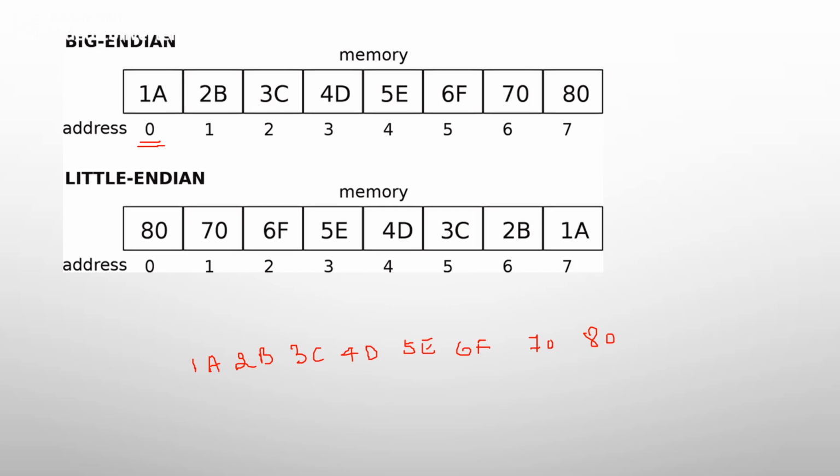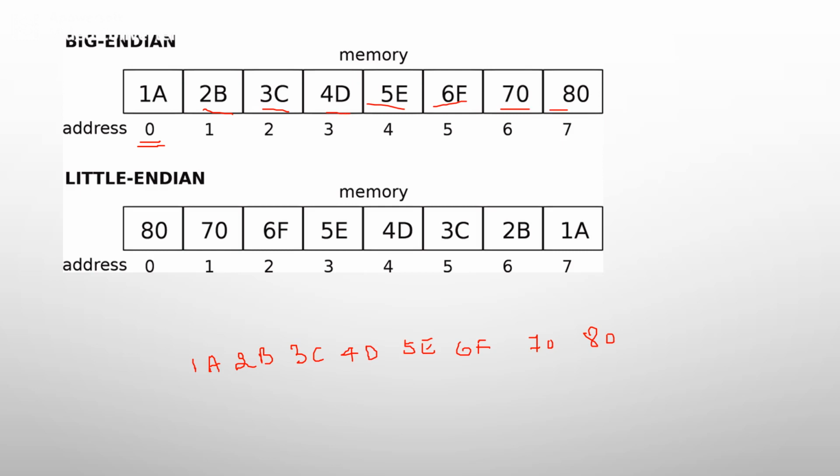So that means the MSB is stored in the lower byte address. After that I can copy the next byte. The next information is 3C, 4D, 5E, 6F, 70 and 80.